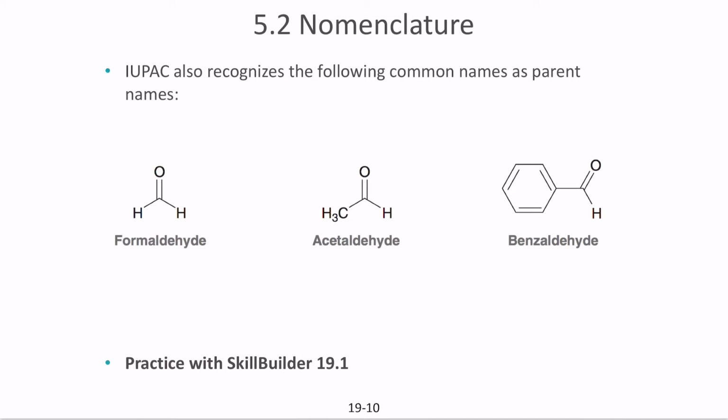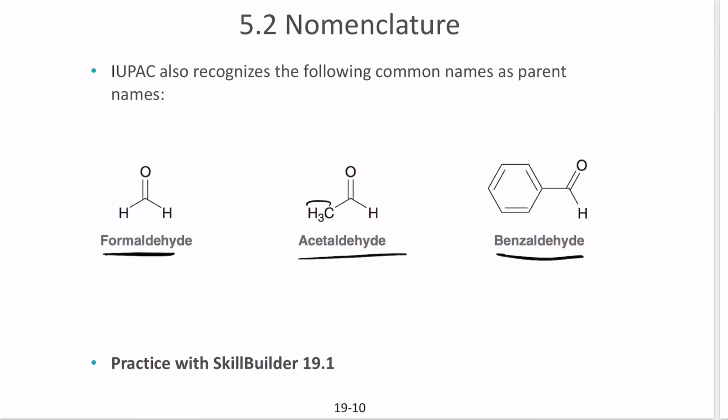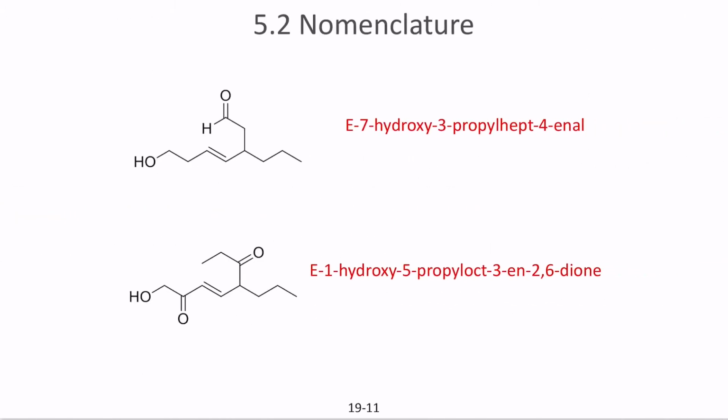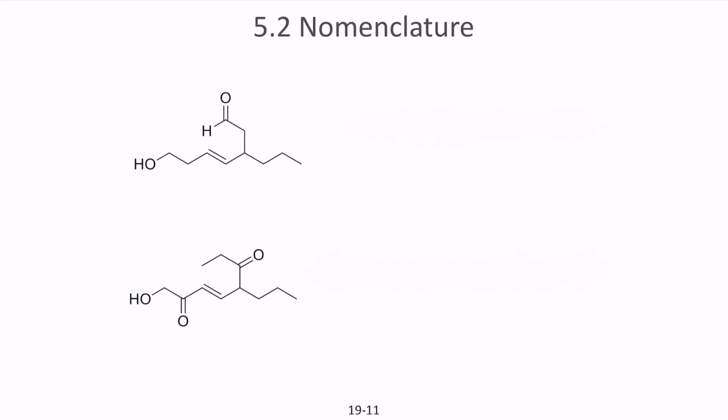All the IUPAC names are also recognized as common parent names. For example, formaldehyde is a common name used as an IUPAC name. Acetaldehyde, which contains an acetyl group, is also considered an IUPAC name. Benzaldehyde is also recognized as an IUPAC name, even though it's a common name. Now, let's try some problems. So let's try and name these structures.